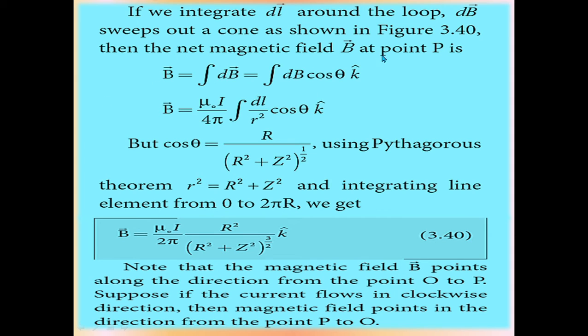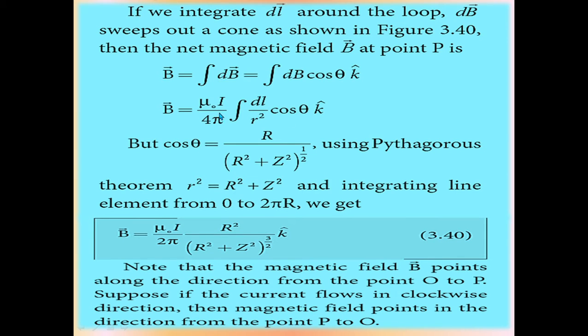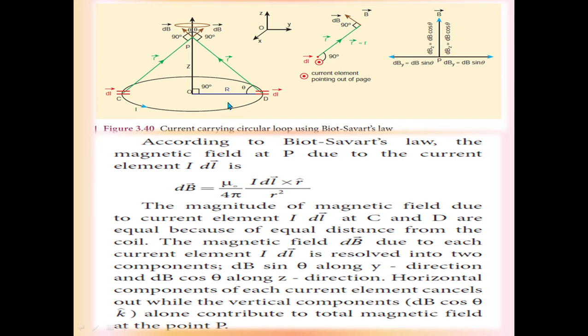Then the net magnetic field B vector at point P is equal to the integration of dB vector, which is the integration of only the component dB cos theta k cap. B vector is equal to mu naught I divided by 4 pi, integration of dl divided by r square into cos theta into k cap, just substituting the value of dB. But what is the formula for cos theta from the diagram? Cos theta is nothing but adjacent side divided by hypotenuse.